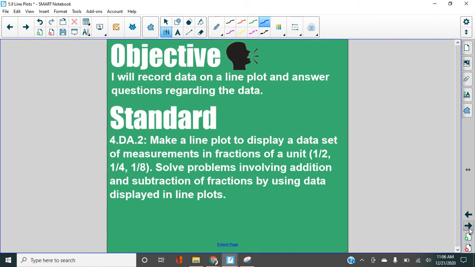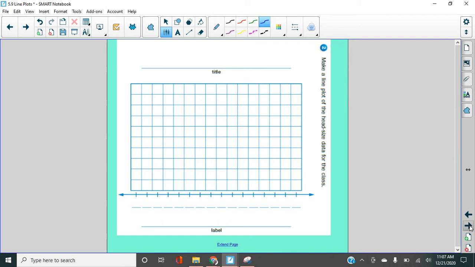Our goal today is to record some data on a line plot and answer questions regarding that data. You can see there are line plots right in our standards. Later in the year we're going to get to line plots that have fractions. Today's just an introduction to line plots. So take a look at this blank line plot. I told you we were going to make it about birthdays.